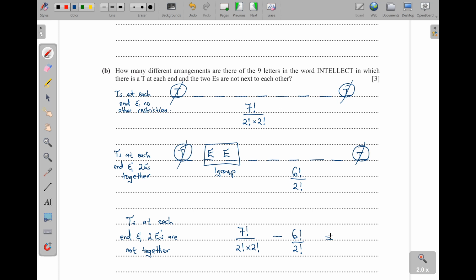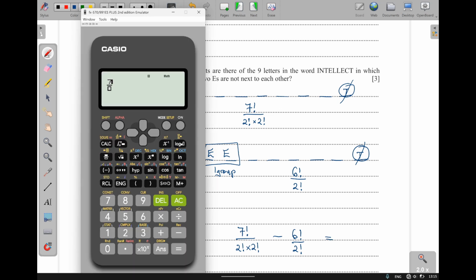Then what does this give us? 7 factorial, then divide by 2 factorial times 2 factorial, that is a 4. Okay, then minus, we have here 6 factorial, then over 2 factorial is a 2. So we get our answer as 900.